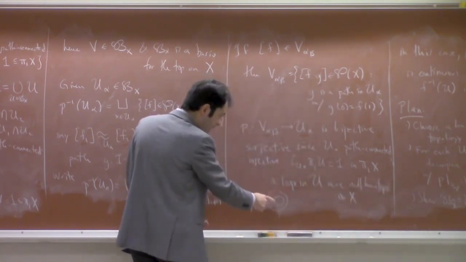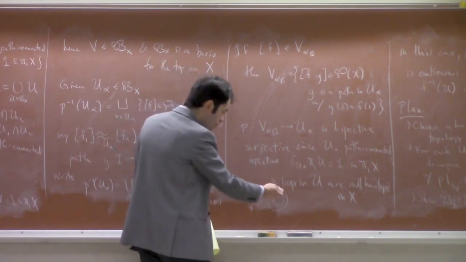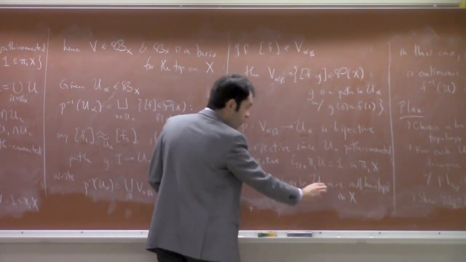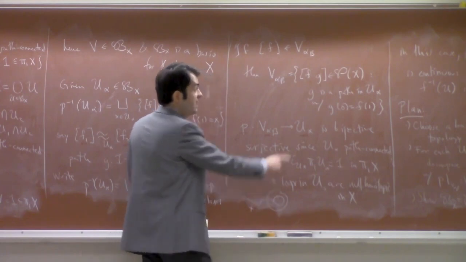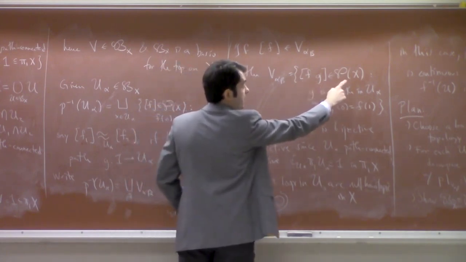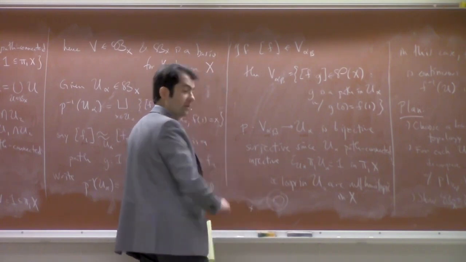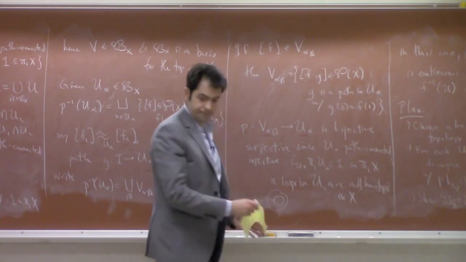This loop that I have here at the end is null homotopic inside X. So I might not be able to homotope it away staying inside U alpha, but I don't care. I can homotope it away inside X, and this is a path homotopy class inside X. So I can just remove that, and that's why it's injective. Okay.